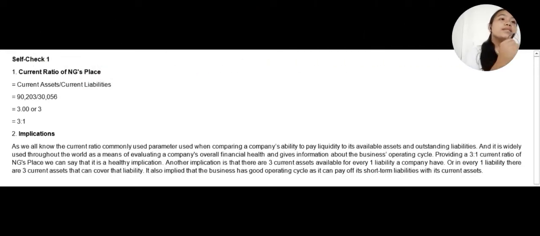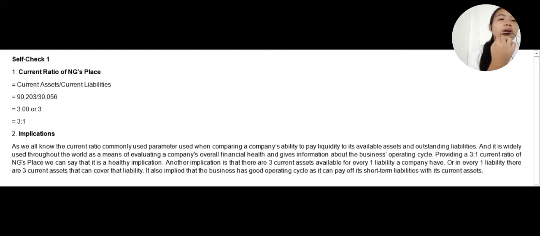So as you can see for self check number one, again we are being asked for the current ratio as well as its implication, right? In order to get the current ratio, we need to divide the current assets by the current liabilities. So where did we get this answer? Simple as that, we base our answer on the financial report given that was posted at the LMS.